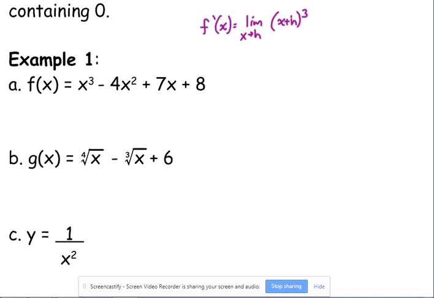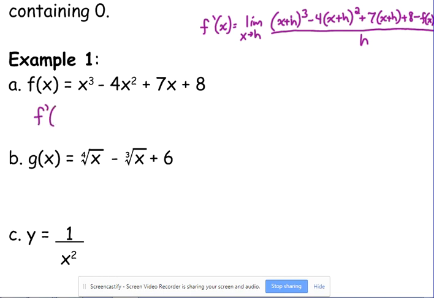We would have to cube x plus h, then we would have to square it, multiply it by -4, add 7 times x plus h, plus 8, and then we would have to subtract f of x. I don't have room to write it, and then divide by h. That's a whole heck of a lot of work. But we know the power rule, so guess how easy this derivative is.